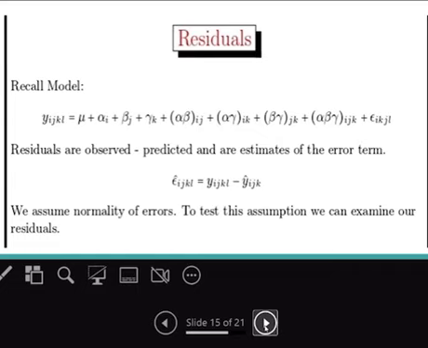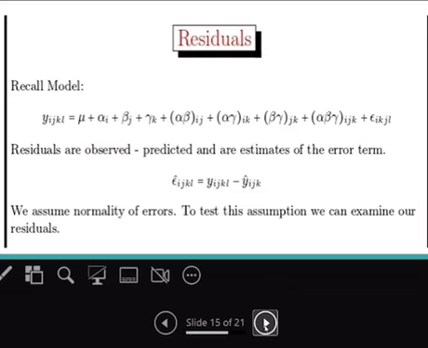Look at that now. Alpha_i, that is the main effect of factor A. Beta_j, that is the main effect of factor B. Gamma_k, that is the main effect of factor C. Alpha-beta_ij, that is the interaction effect of factor A and B. Alpha-gamma_ik, that is the interaction effect of factor A and factor C. Beta-gamma_jk, that is the interaction effect of factor B and C. And the last one, alpha-beta-gamma_ijk, that is the interaction effect of the three factors combined, and the epsilon_ijkl is the error component. This is the way the model should be read.